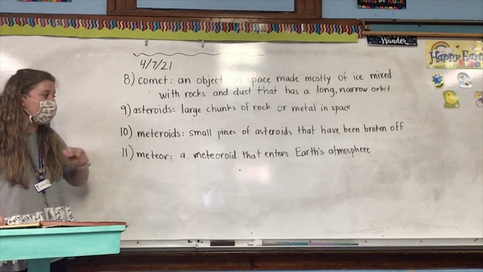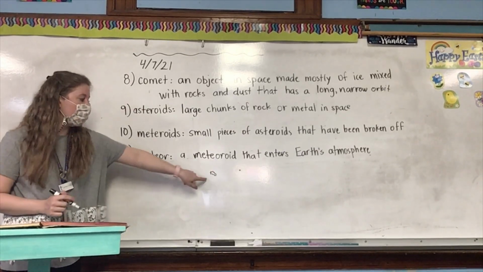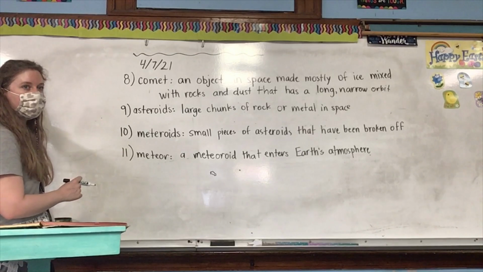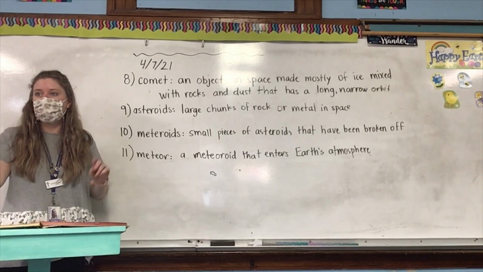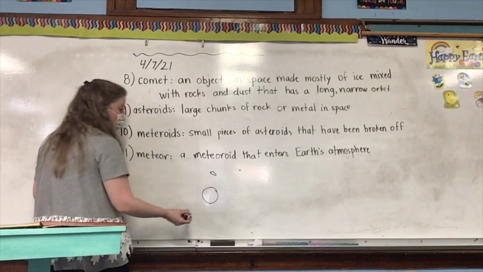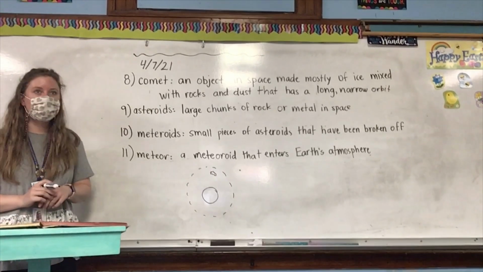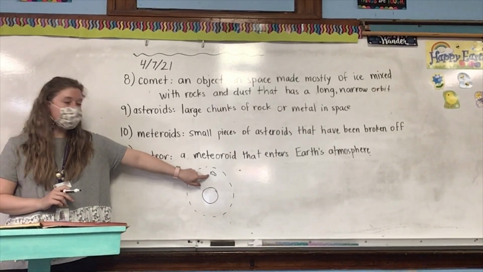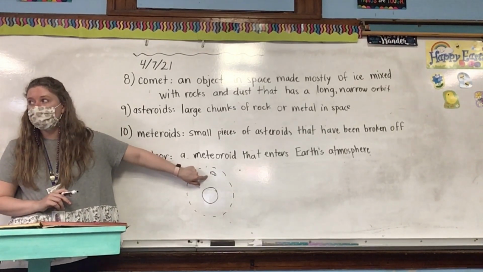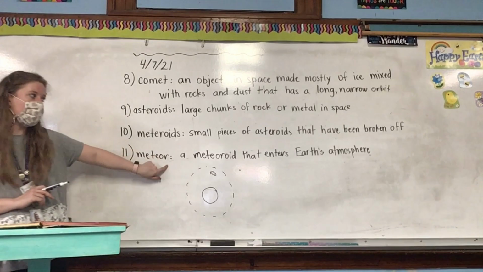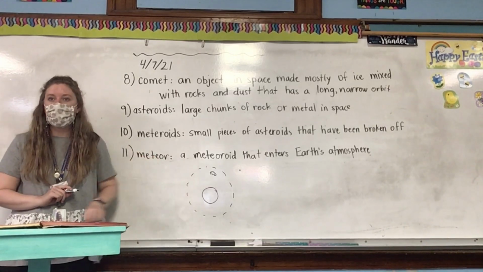A meteoroid that enters Earth's atmosphere is a meteor. So we have this tiny little broken chunk of an asteroid. It broke off of the asteroid way over here. Well, it's small, so it's easier for it to leave that asteroid belt. Now here's Earth. Here's our atmosphere. This meteor has left the asteroid belt, traveled through that bit of space, and now it's in our atmosphere. It is now a meteor. It is no longer a meteoroid.